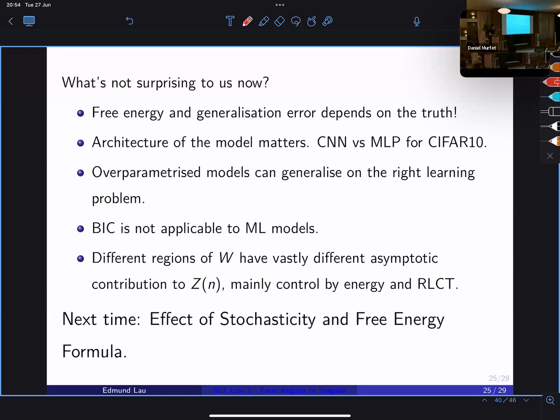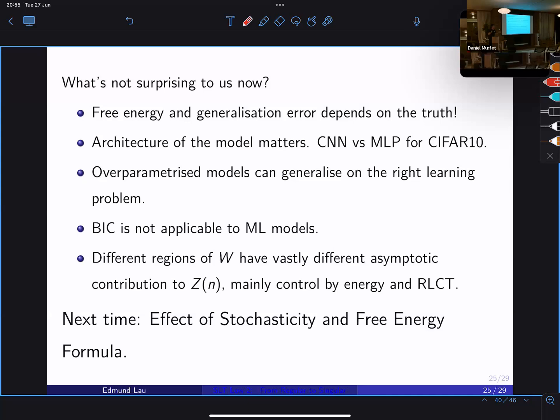So what's not surprising us now? Now that we have gone through some of these examples for models that are not just regular models, the free energy and generalization and a lot of other quantities like information criteria depend on the truth. Two, they also depend on the model; the architecture matters. If you only use regular statistical learning theory, you'll ask why you need to consider a CNN, a convolutional neural network, for CIFAR-10 when you can just use a multi-layer perceptron with the same parameter count. Their free energy to leading order is the same.